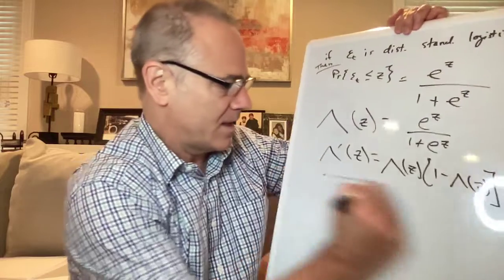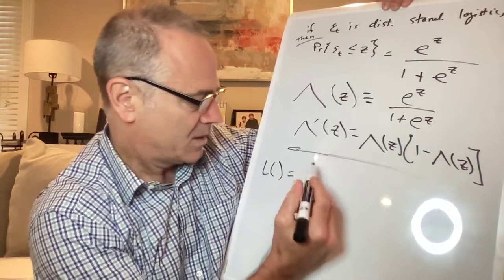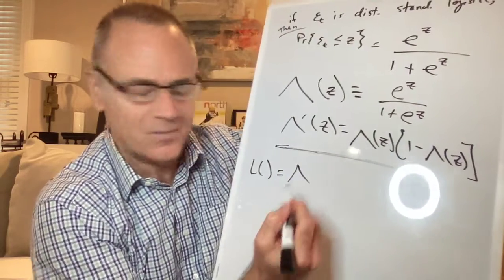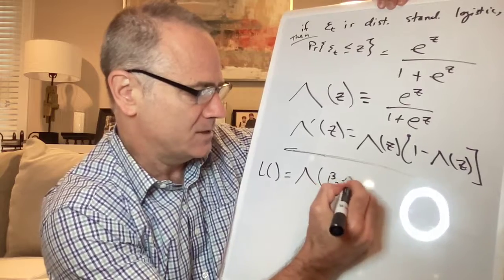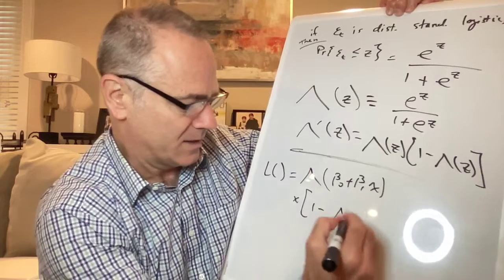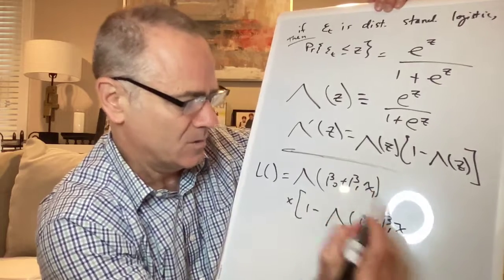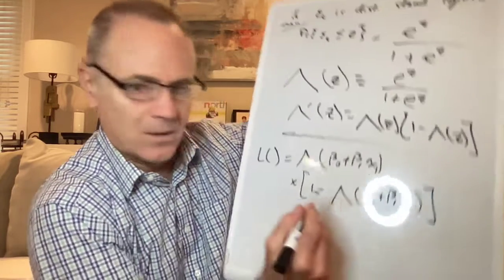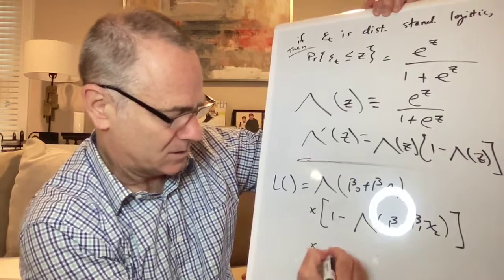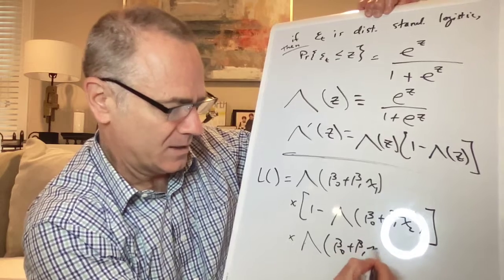Given our notation, or given our convention of that big lambda, we can rewrite that likelihood function. It just equals big lambda of beta 0 plus beta 1 x1, times 1 minus big lambda of beta 0 plus beta 1 x2, and then times big lambda of beta 0 plus beta 1 x3.